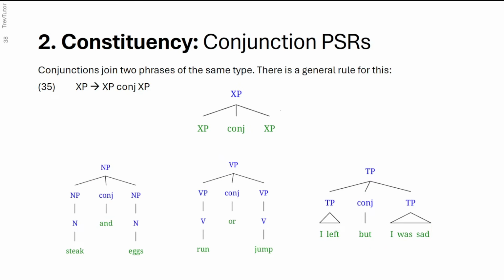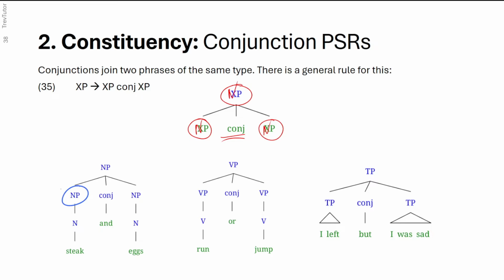Conjunction phrases are one of the last ones we'll talk about, and basically conjunctions join two types of the same phrase, which means if we take an XP and an XP, we join them together with a conjunction, we just get a bigger XP of the same type. So basically, if we're doing noun phrase and conjunction, then this is an NP and an NP make a bigger NP. So for "steak and eggs," that's what we see.